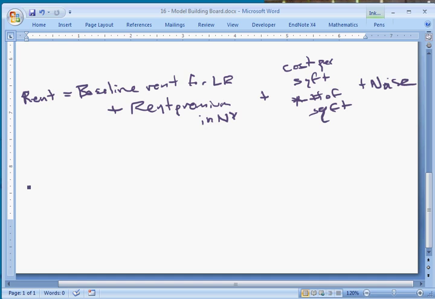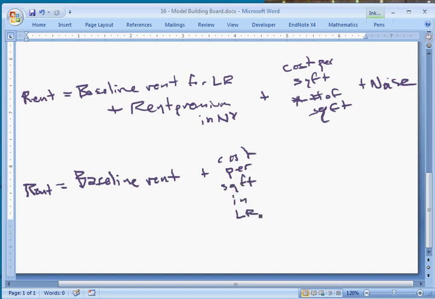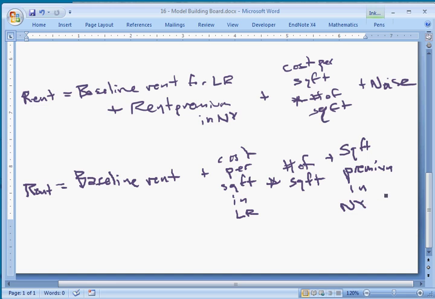Another model that we might look at looks like this. Rent equals baseline rent, which is independent of city, plus cost per square foot in Little Rock times number of square feet, plus square footage premium for New York times number of square feet. I'm running out of space. I need to zoom out or something.